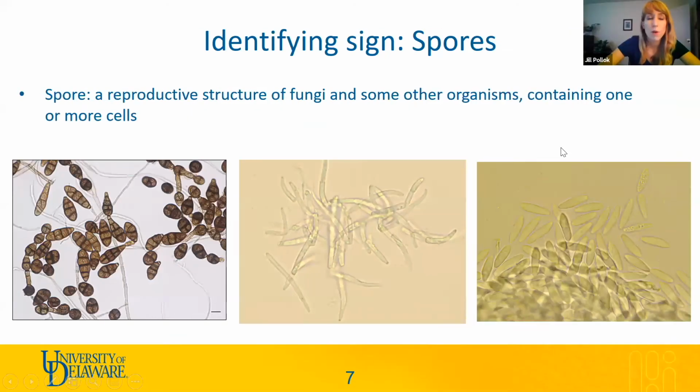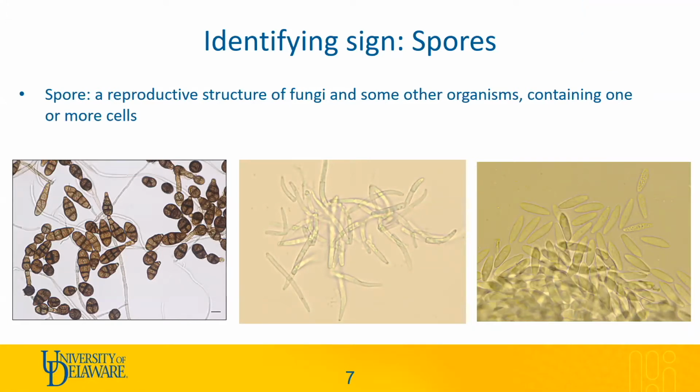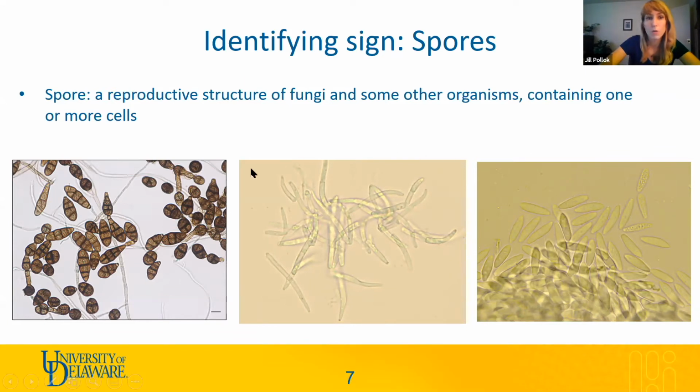So another thing, probably one of the most important things that I look at every single day, are spores. Spores are a reproductive structure of fungi and some other organisms containing one or more cells. One of the first things I do if I get what I suspect to be a fungal disease is I look for fruiting structures that contain spores. They can come in so many different shapes and sizes, and when you look at the literature, it's really easy to tie them to a certain disease. These spores here are Alternaria. This is the shot hole fungus, Blumeriella, and this one on the right side is Botryosphaeria spores.